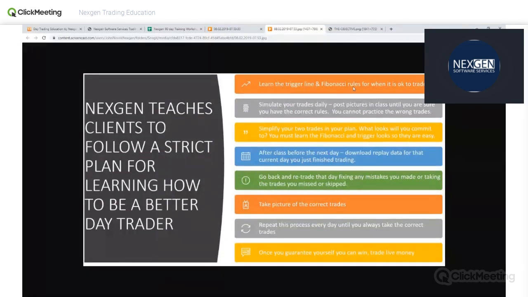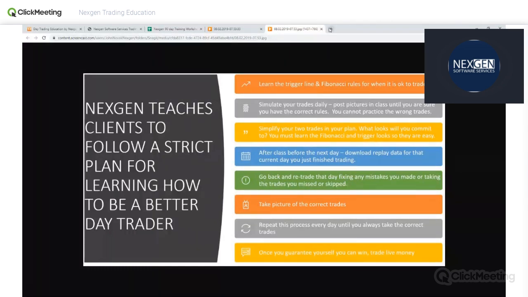Learn the rules. When can you trade? When can you not trade? Simulate the rules during the day, post pictures in, ask questions, simplify it in your brain. Right? With Milby, we were talking about this. This is where you're at, trying to simplify in your brain what the trades are. Then go back and trade during the day, but then retrade that day or retrade the entire week and continue to practice and repeat until you guarantee yourself you can win.